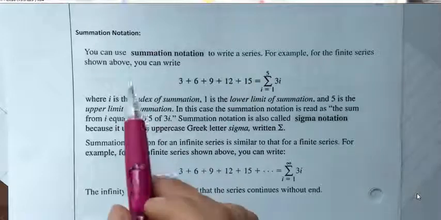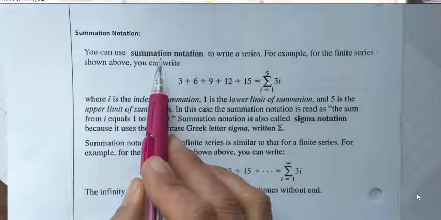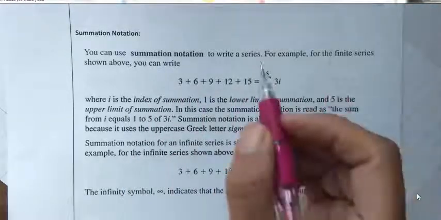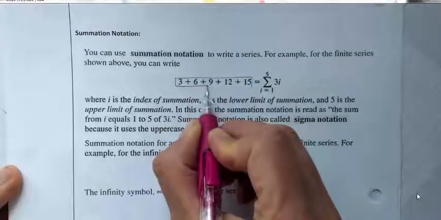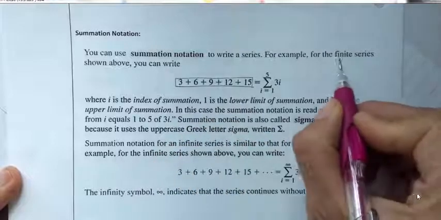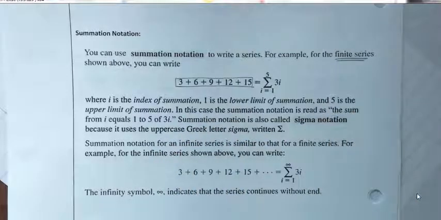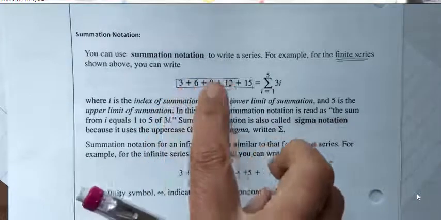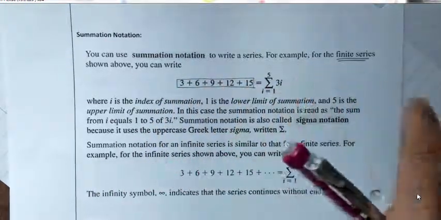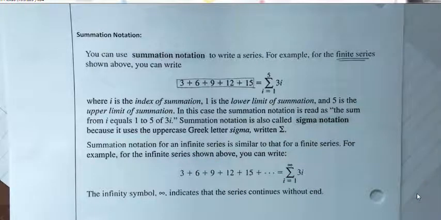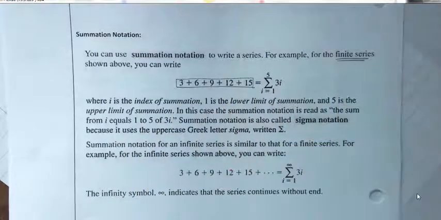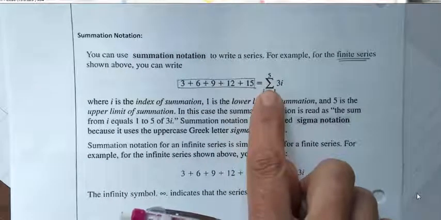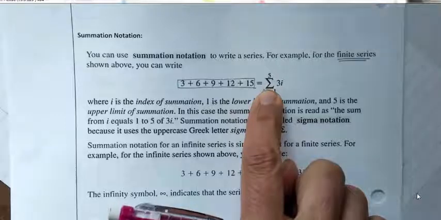Okay, so you can use summation notation to write a series. So this right here, this is what we call a finite series. Okay, this is a finite series, meaning it ends. An infinite series would not end. So if we had 3 plus 6 plus 9 plus 12 plus 15 plus on and on and on, that would be an infinite series. This one ends, so it's a finite series. So we call this summation notation because the sigma here is like a summation symbol.